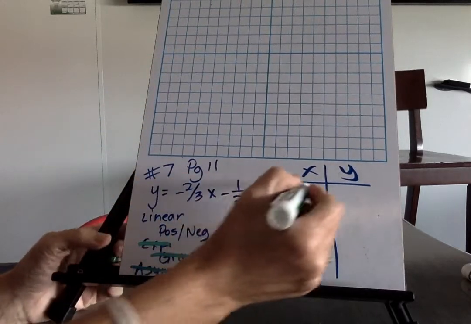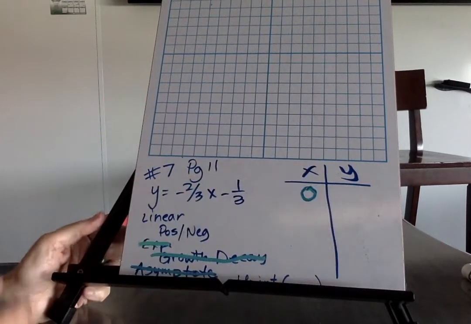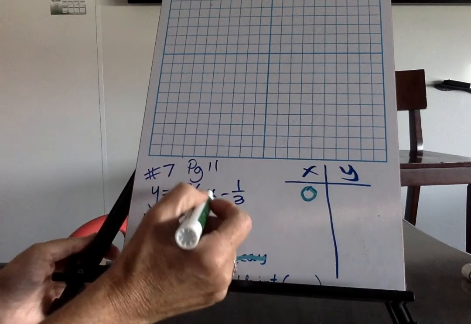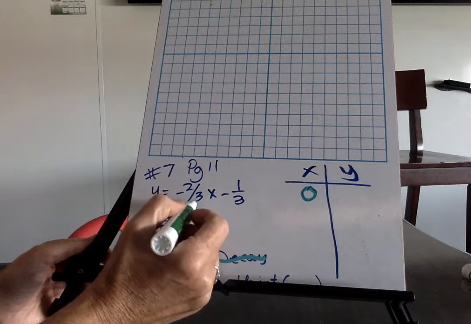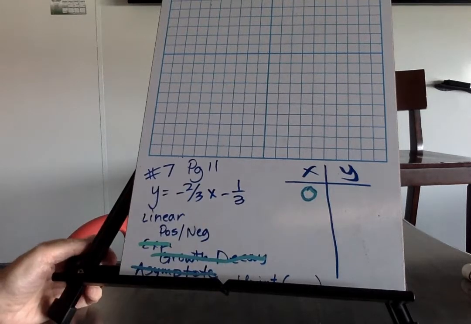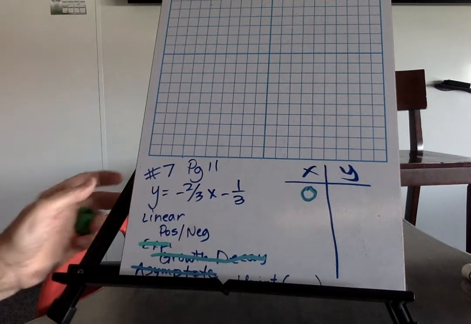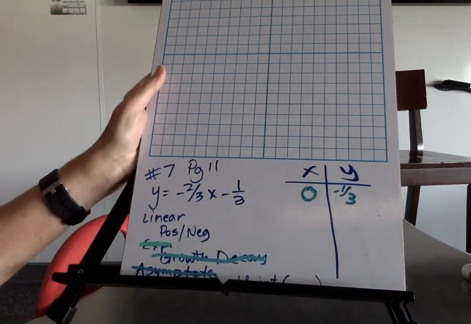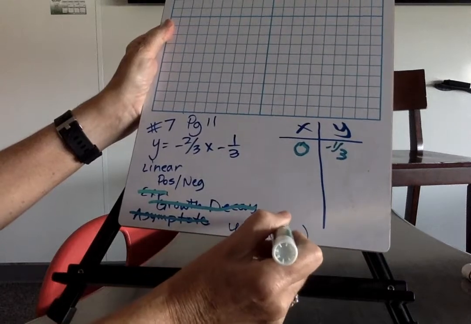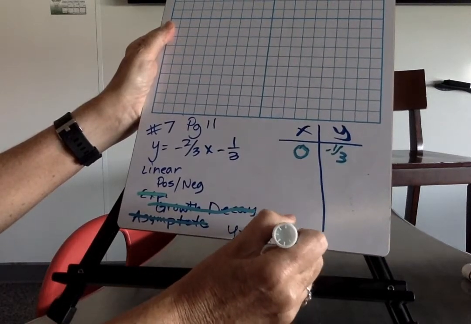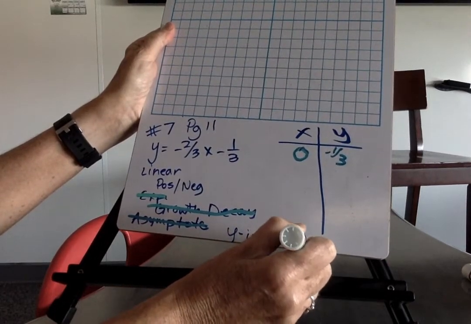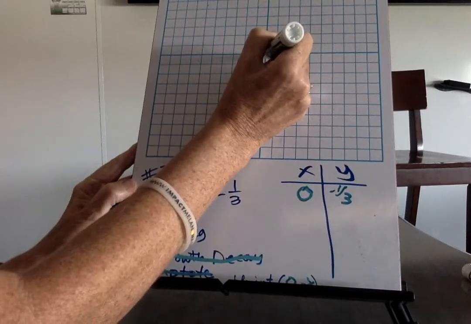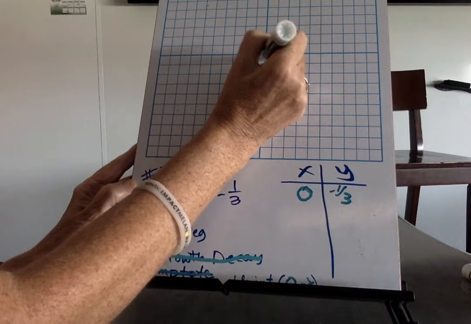So the first thing I want to do is go ahead and put 0 in for x, and whatever we get out for that, that will be our y-intercept. So if I put 0 in for x, negative 2/3 times 0 is 0, minus 1/3 will be a negative 1/3. So that becomes our y-intercept. So we can write it right here. 0, negative 1/3. Now we go ahead and plot that point. 0, negative 1/3 right there.